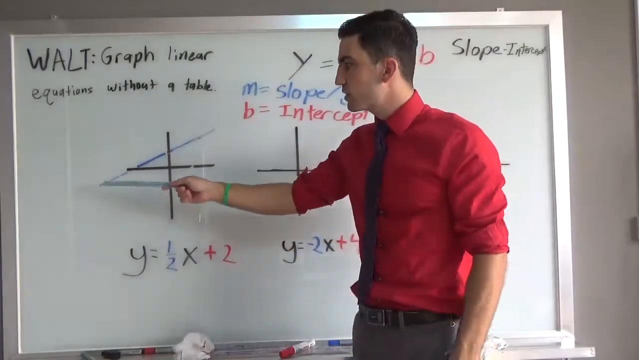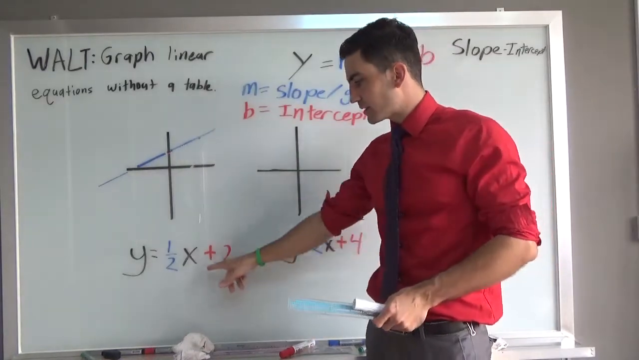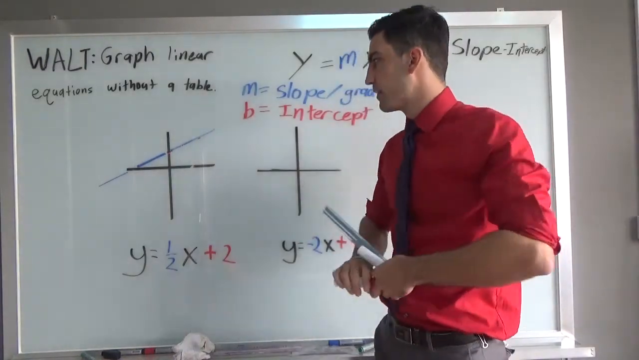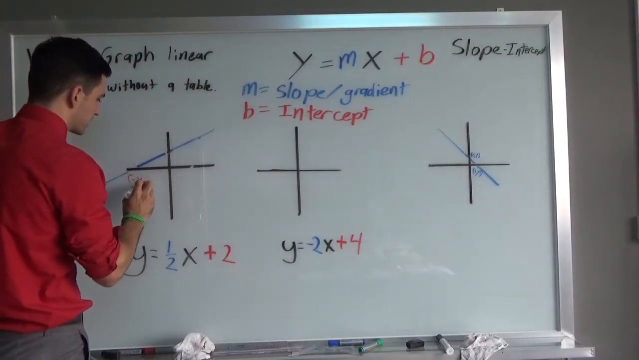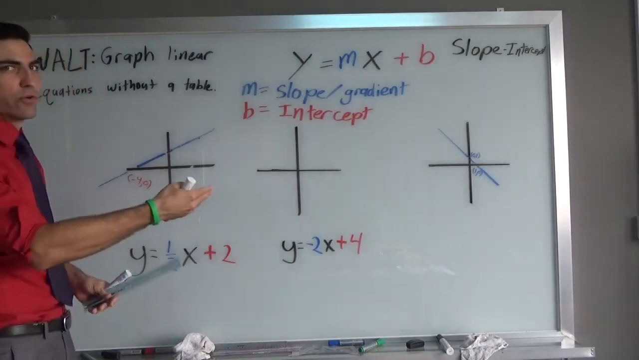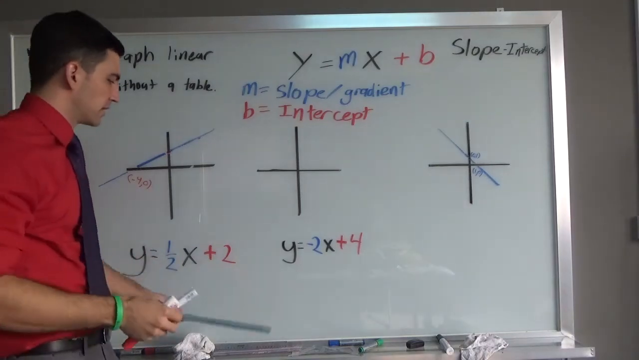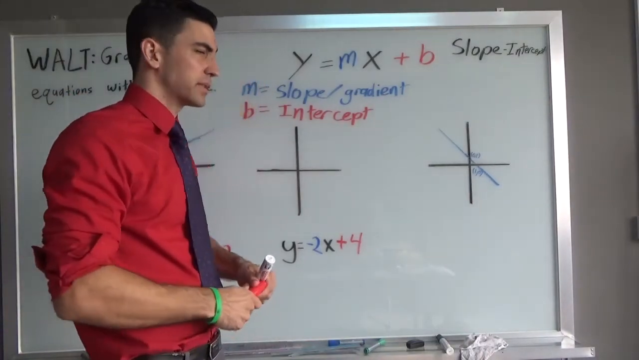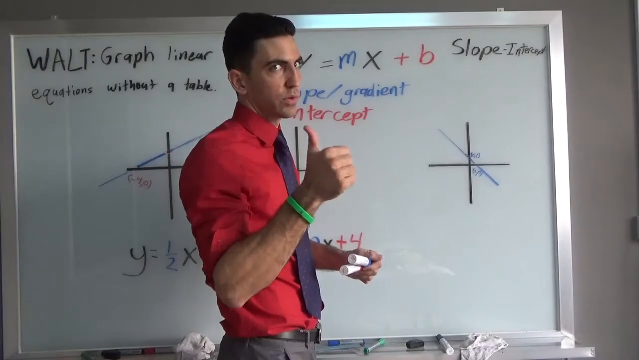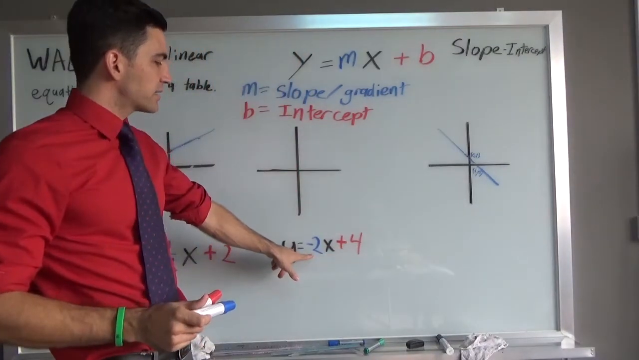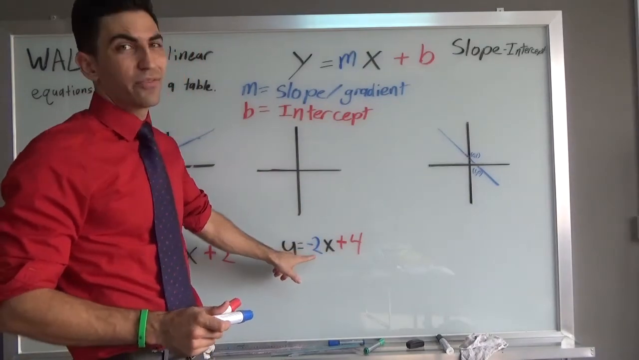So, the slope is 1/2, it's a positive slope. If it crosses here at (0, 2), then it will cross here at (-4, 0). Because it has to go 4 spaces to the left in order for it to go 2 spaces down. You don't really need to understand that, but if you do understand it, then you're doing great.